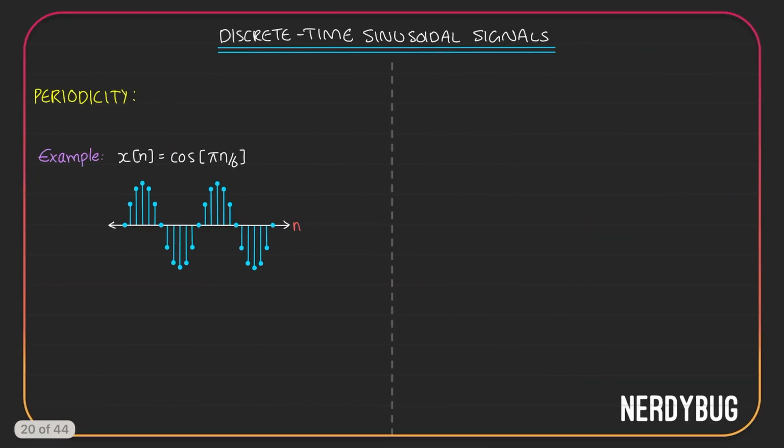So let's do periodicity. First, I'll do an example. x of n is defined as cos of pi by 6 n. So pi by 6 will be our omega naught here, and phi is 0. This is exactly how it will look. The pictures are scaled. This is not a random representation. This is actually cos of pi n by 6. So you can see it repeats after these many samples. It's 0 here, it's again 0 here. Or if we start from here, 0 here, again 0 here.